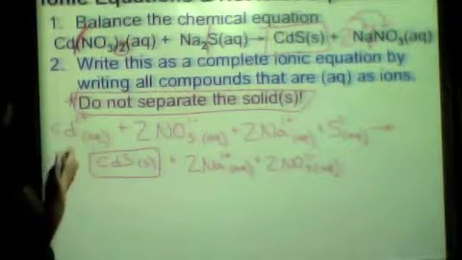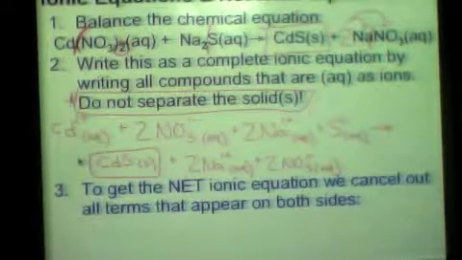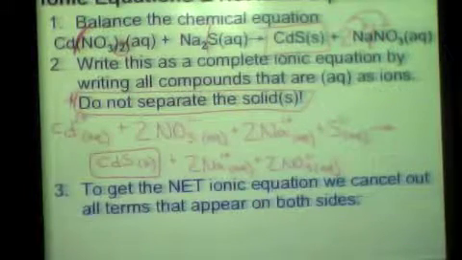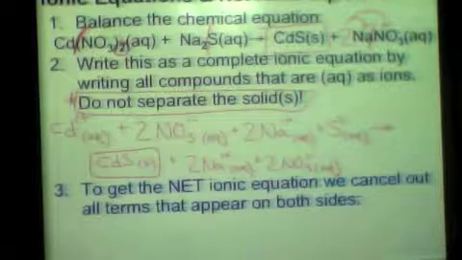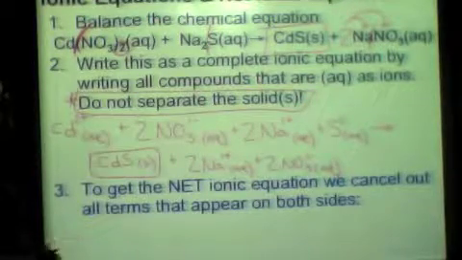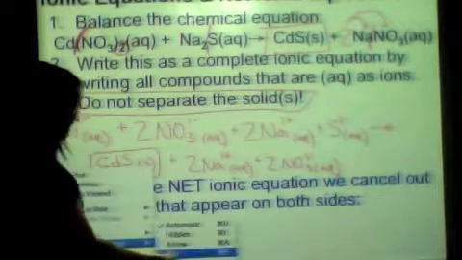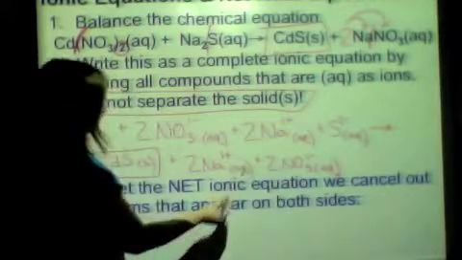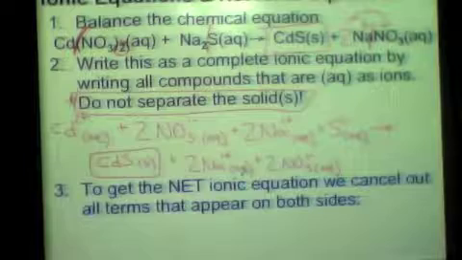So what needs to happen is you're going to take that driving force and write what's called the net ionic equation. We talked about this word net before. Net is the overall reaction. To get the net, you're going to cancel out all terms that appear on both sides. When you cancel out terms that appear on both sides, they need to look exactly the same. If not, then most likely you did something wrong.